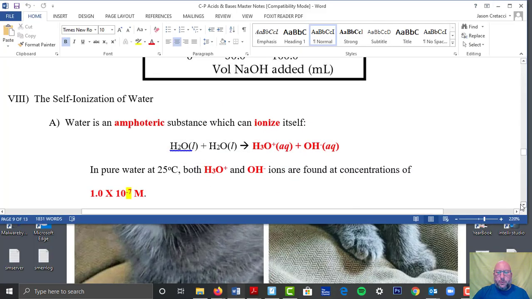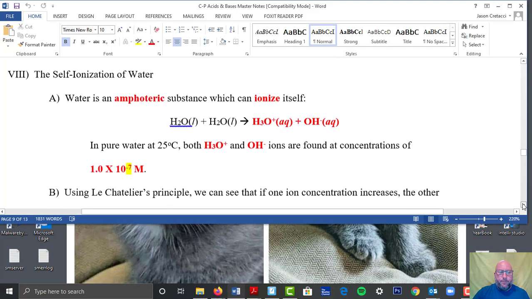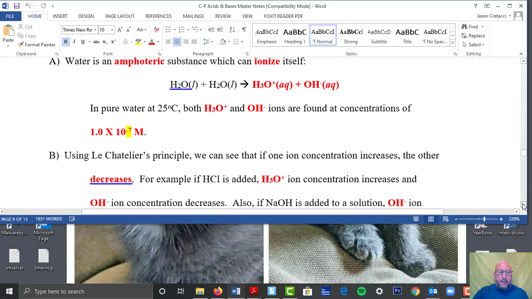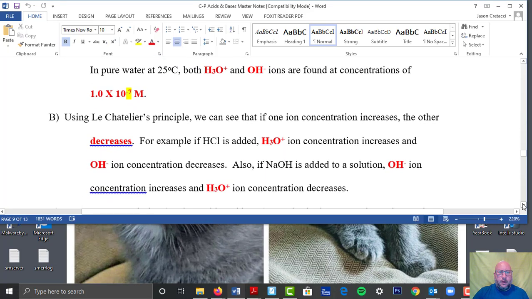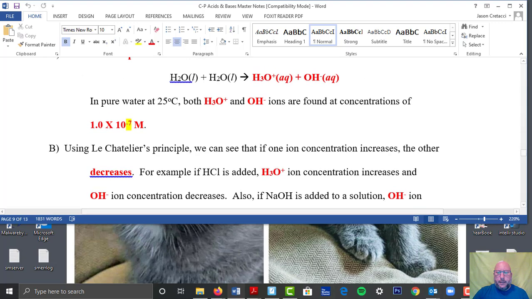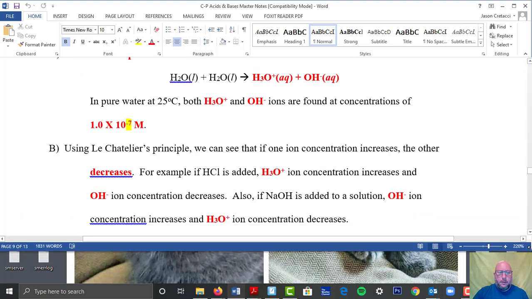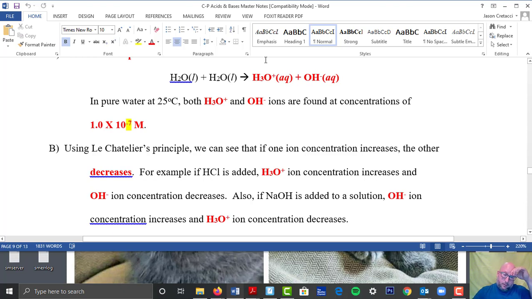Now, we learned in the previous unit using Le Chatelier's principle that if we increase one ion, the other one goes down. For example, in this reaction, if I increase the amount of hydronium, if this goes up, this goes down. If this goes down, this goes up. Let me show you an example.